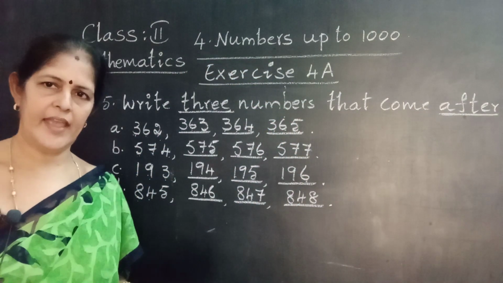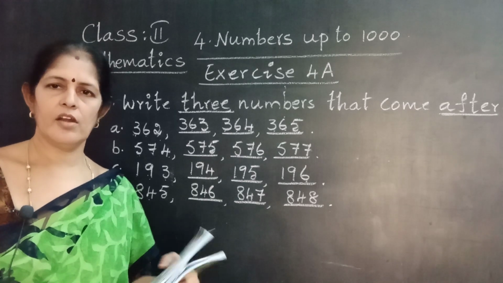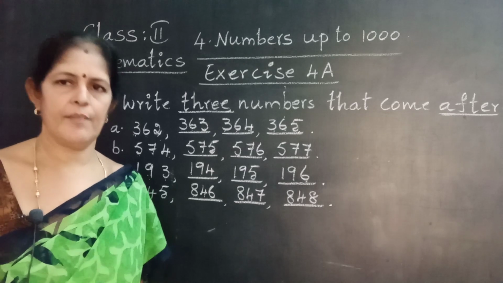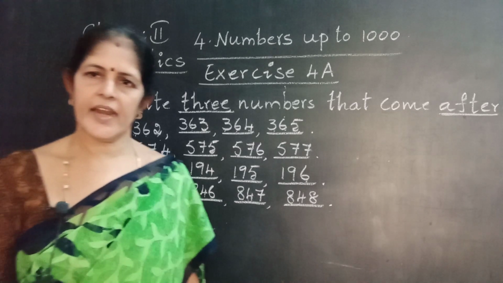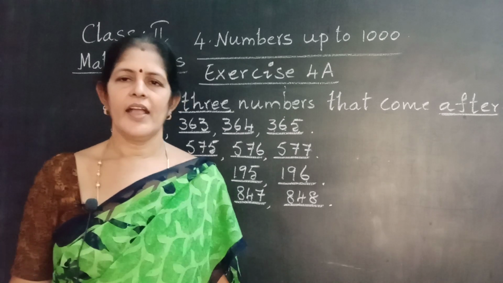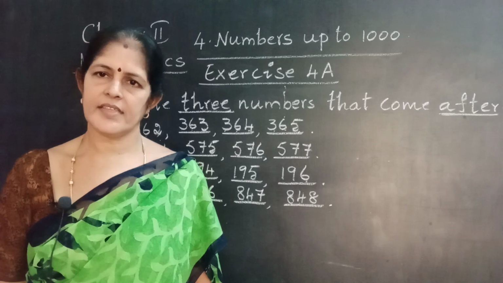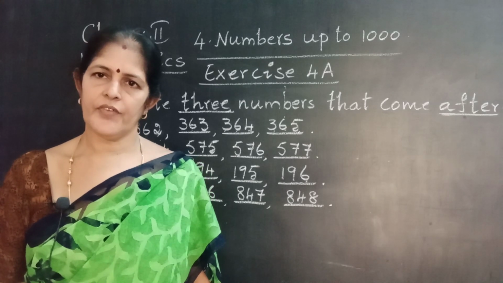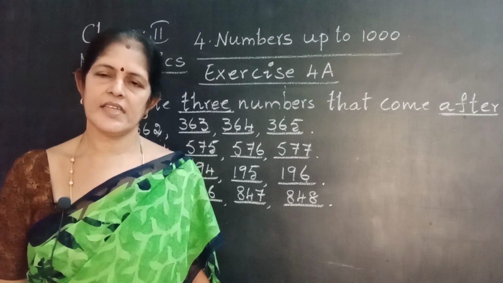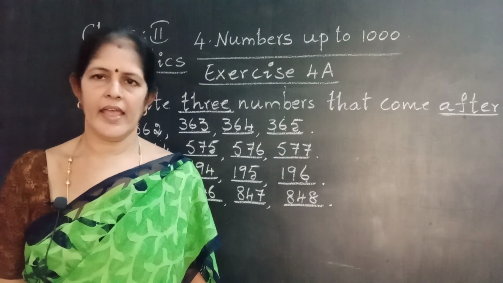Exercise 4A. Next, table of 8. Have you learned it? I think you all have got the table of 8. 8 ones are 8. 8 twos are 16. 8 threes are 24. 8 fours are 32. 8 fives are 40. 8 sixes are 48. 8 sevens are 56, 8 eights are 64, 8 nines are 72, 8 tens are 80.